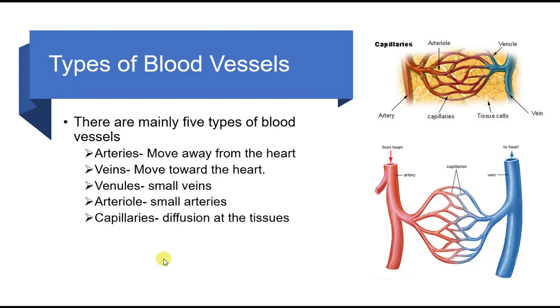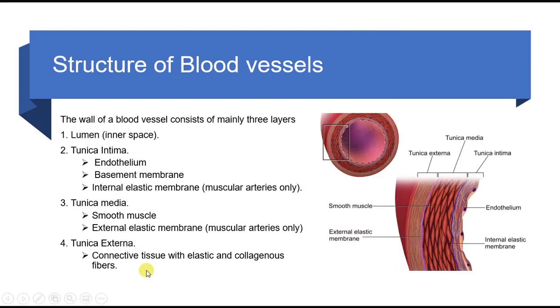So if I move to the next slide, I want to talk a little bit about the structure of a blood vessel. The wall of a blood vessel mainly consists of three layers. And apart from that, it has a lumen, which is the inner space of the blood vessel. It mainly consists of blood, oxygen, nutrients, proteins, hemoglobin, and various other substances.